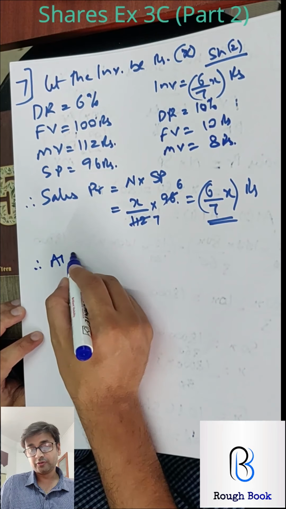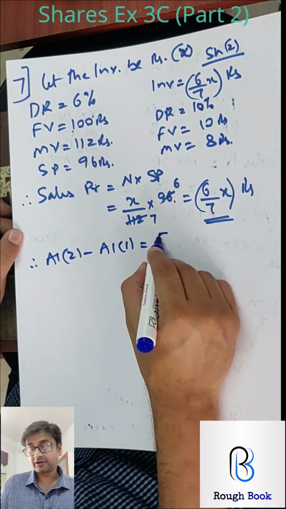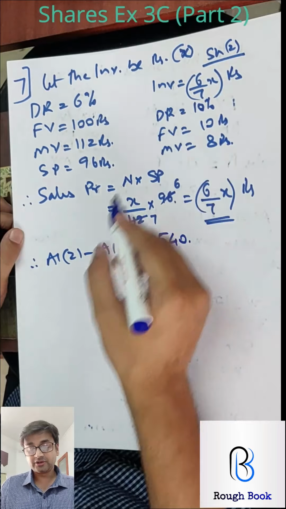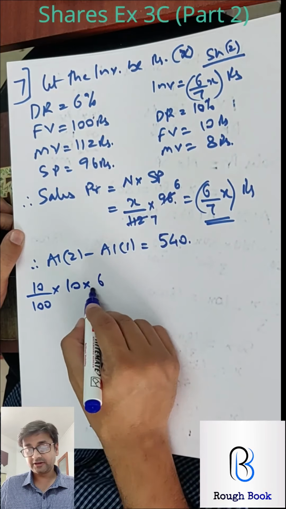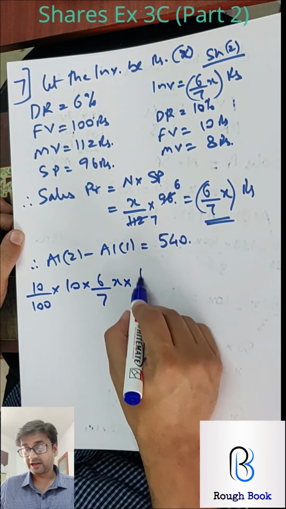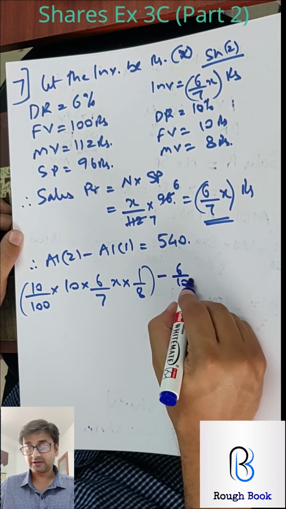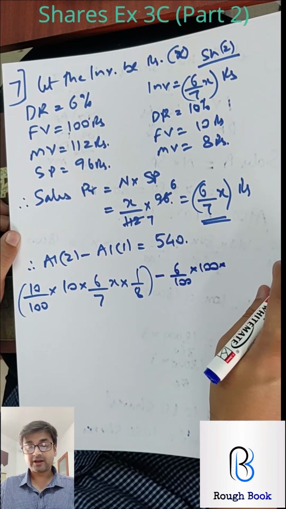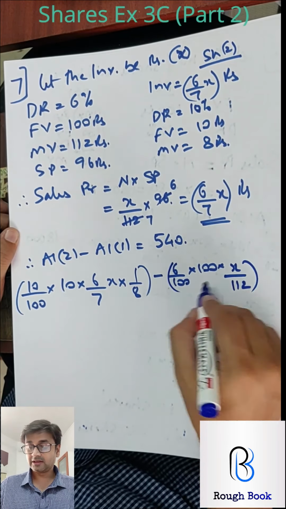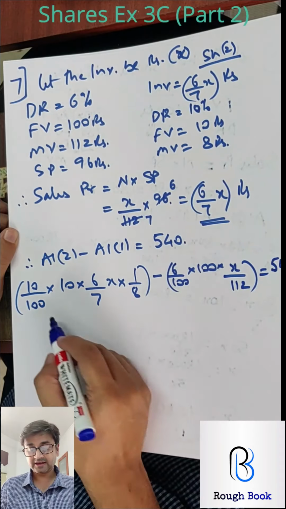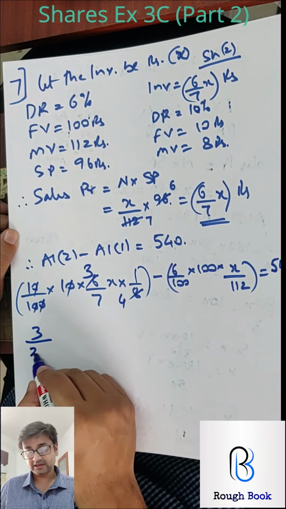So therefore AI2 minus AI1 is equal to the difference, that is 540 rupees given in the question. So AI2 is 10% into 10 rupees into investment into market value. Don't write 8, write 1 upon 8, otherwise you will make the same mistake. Minus AI1, that is 6%, 100 rupees multiplied by investment upon market value, that is 112. And the difference is 540 rupees. So let's calculate. 2 zeros get cancelled, 2 3s are, 2 4s are, so I get 3 by 28x.